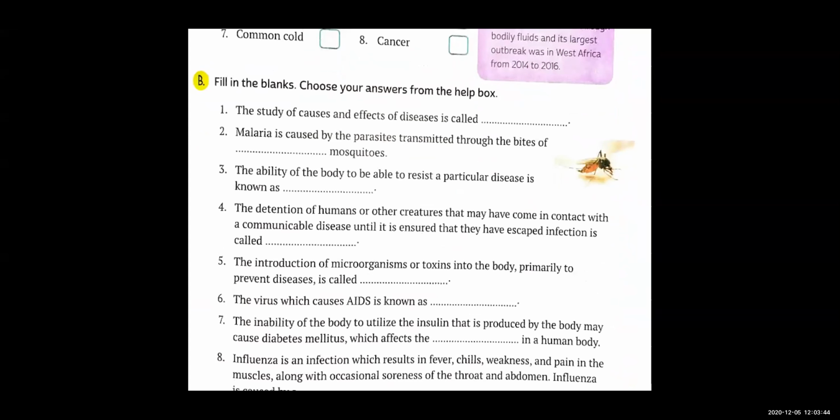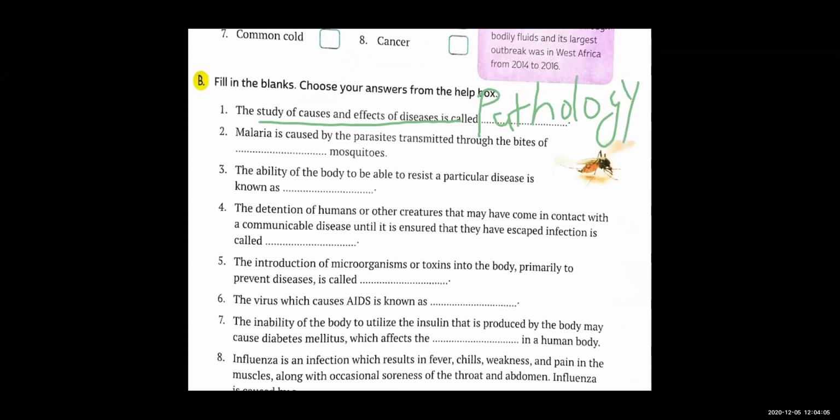Let's try to do the fill-ups. The study of cause and effect of disease. This we have already done in science. When we study about diseases, about the cause, about the virus and everything, it is known as pathology. This we have done in science, chapter number 2. So this is pathology, right children?